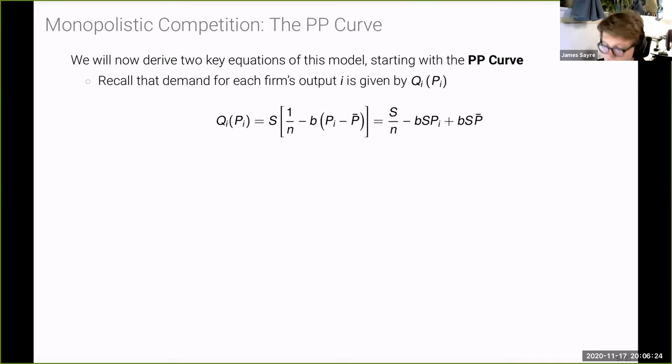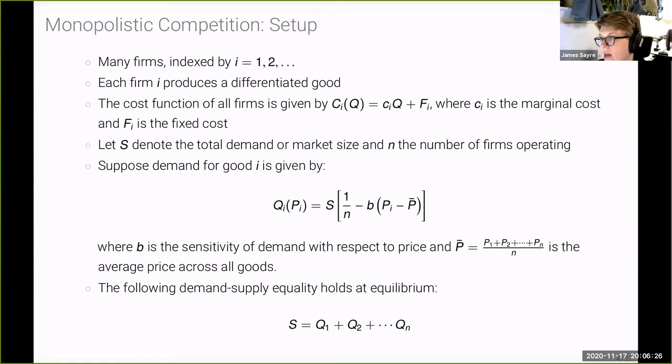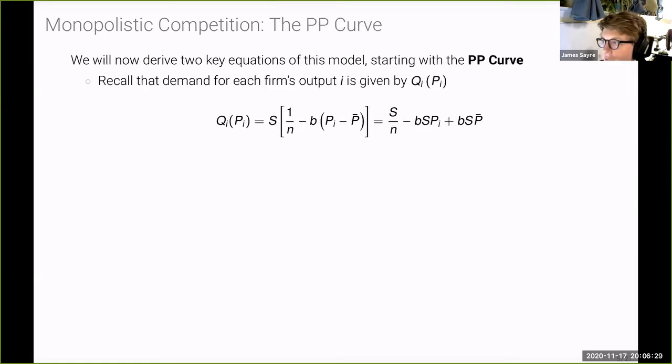So let's go back to what we assumed was demand for each firm's output i. Right here I'm just rewriting what comes from the previous slide. I'm just rewriting the demand for the firm's good as a function of the price it's going to charge.